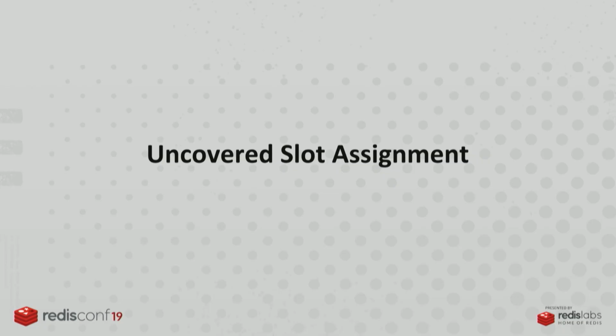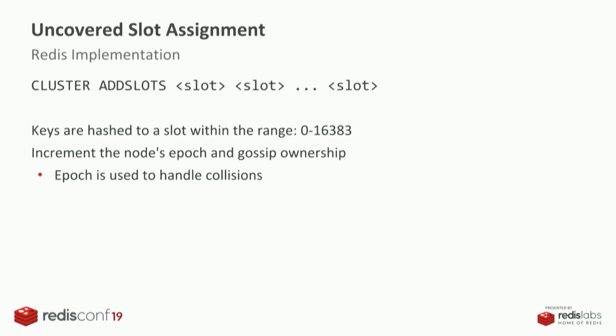Uncovered slot assignment. So here we start to get into how Redis cluster actually works a little bit. I've tried not to have a big slide trying to document it. I'm sorry if I'm confusing you all. The way that Redis cluster actually works is you have these slots, slots 0 through 16K. The idea is that you then hash a key, and it will go to one of these slots.